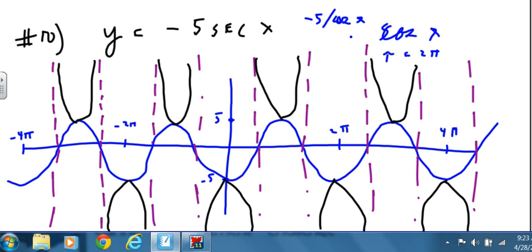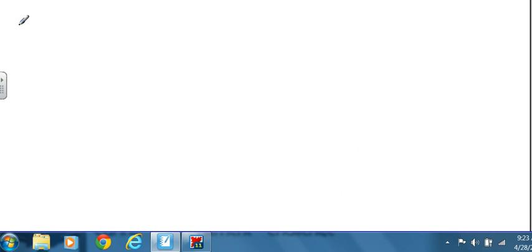We'll do number 15. Oh, that was good. Highly professional there, I tell you. All right, so we're going to go y is equal to cosecant 2x. First thing we're going to do is make the equal sign look like an equal sign. There we are.